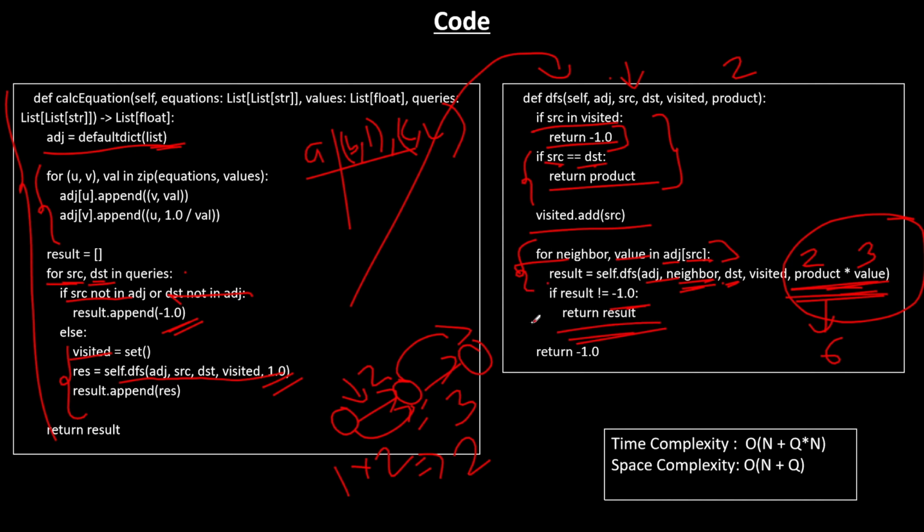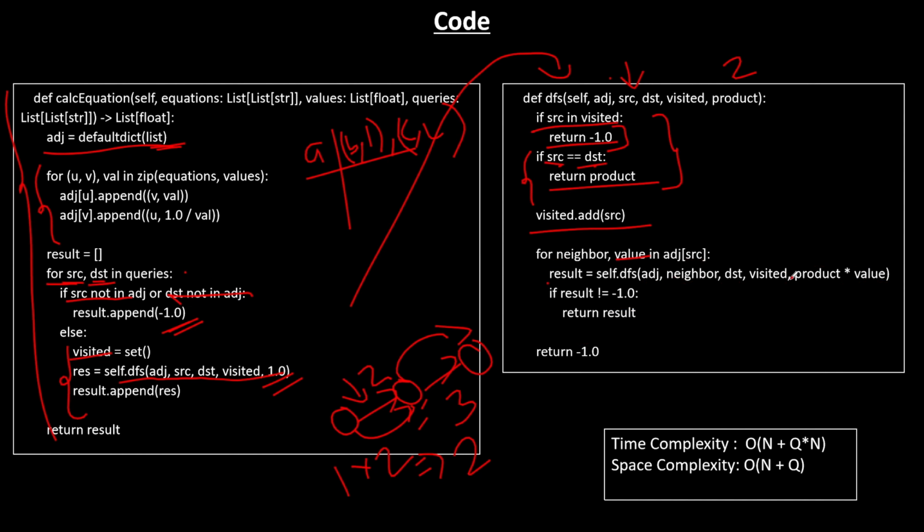Okay. Also, how this happens is that suppose you reach the destination. Okay, you got the destination, so you return the product. What happens now? We go back, correct, with the product. So this call is done, right? You have the product value here, right? So if the result is not -1, we return the result itself. I hope you understood this.